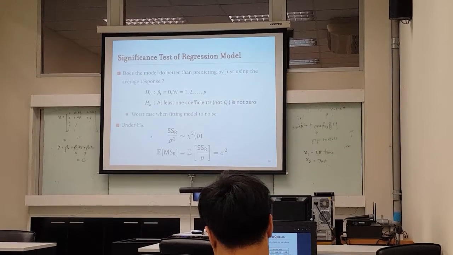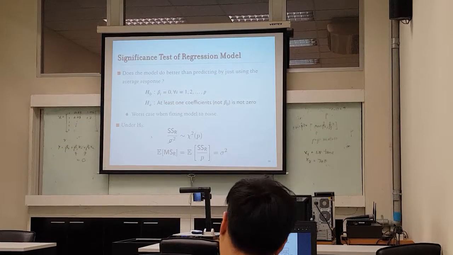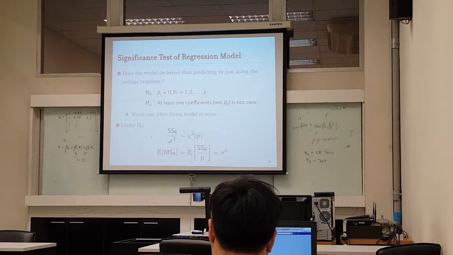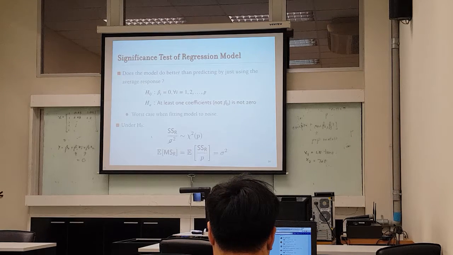If you do not reject the null hypothesis, then you can use the average to predict the value of y and don't need to do regression. That is when you fit your model to noise. You know what noise is? Noise is a random value. If you fit your model to noise, then this null hypothesis should be true. The average is as good as the regression model.